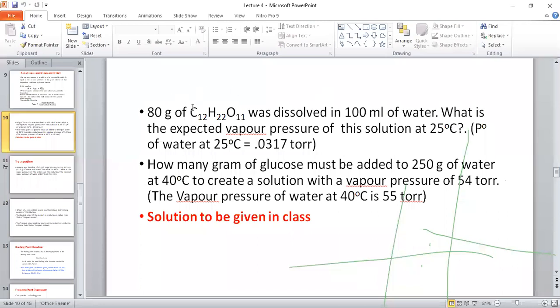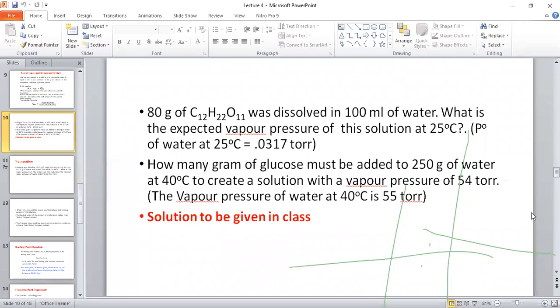So in this case, I think 0.599. Yes. So you just substitute it into the formula I gave you for non-volatile solutes. So that's how you will be able to calculate that.